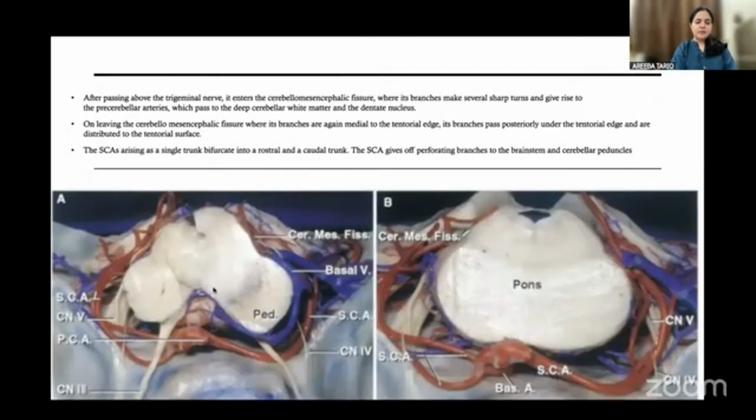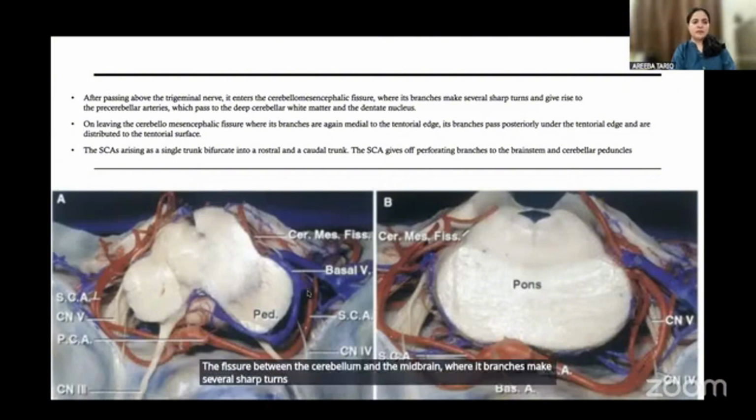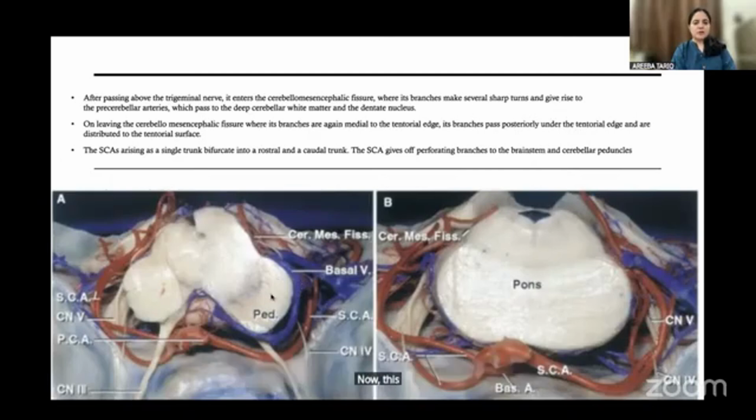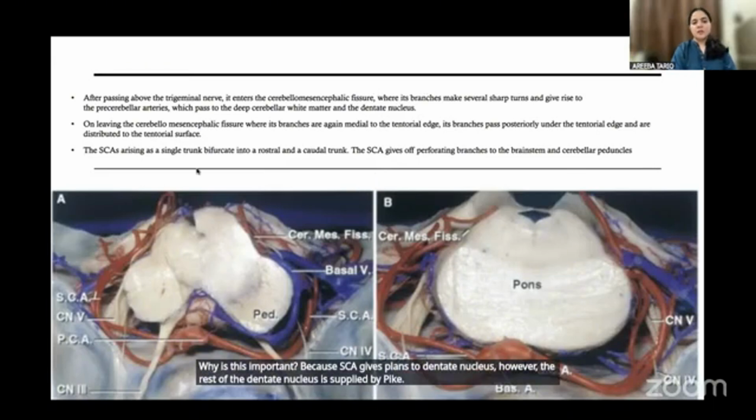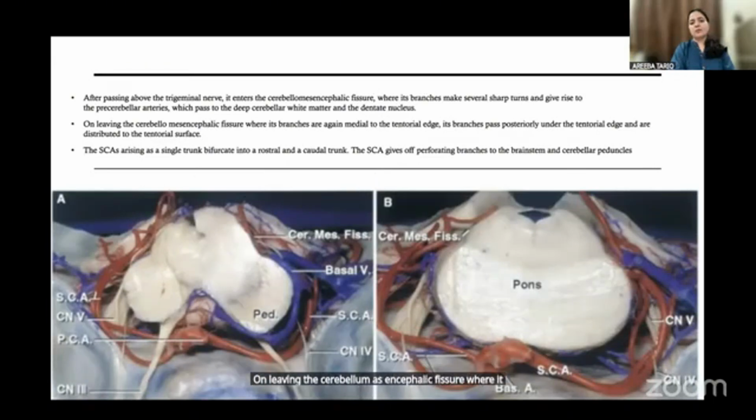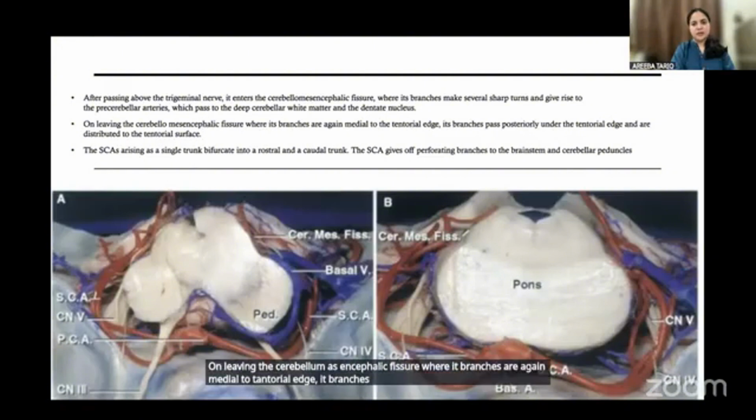And after passing above the trigeminal nerve, it enters the cerebellomesencephalic fissure, the fissure between the cerebellum and the midbrain, where its branches make several sharp turns and loops, giving rise to precerebellar arteries. Now, this passes deep to the cerebellar white matter and dentate nucleus. Why is this important? Because the SCA gives branches to the dentate nucleus. However, the rest of the dentate nucleus is supplied by PICA. On leaving the cerebellomesencephalic fissure, where its branches are again medial to the tentorial edge, its branches pass posteriorly under the tentorial edge and are distributed over the tentorial surface of the cerebellum, the surface which is supplied by the SCA.